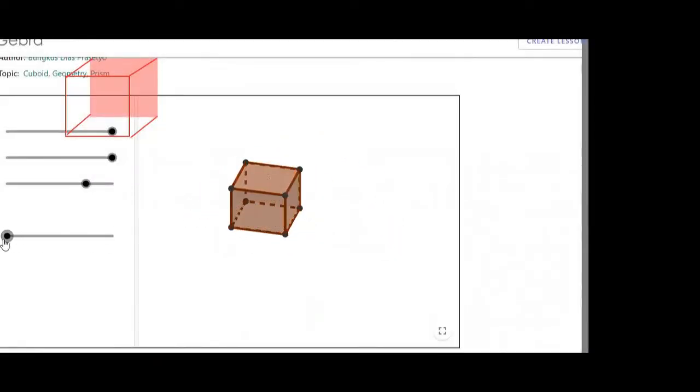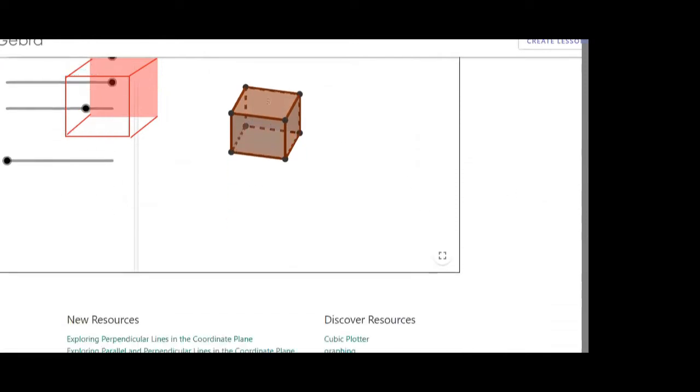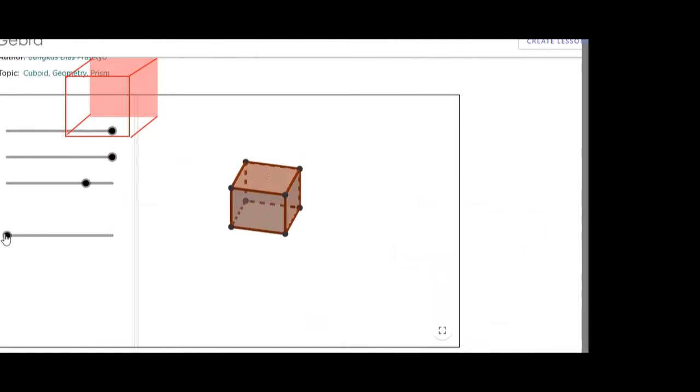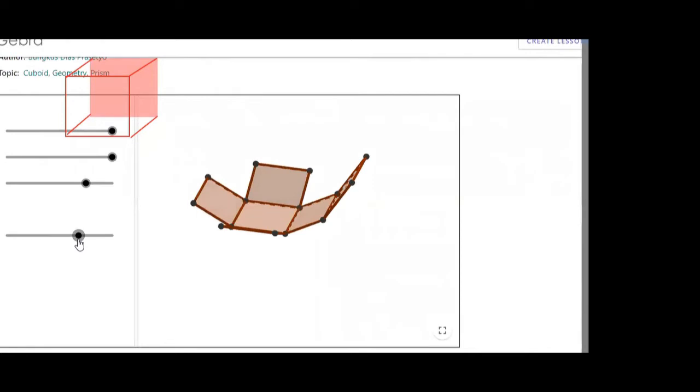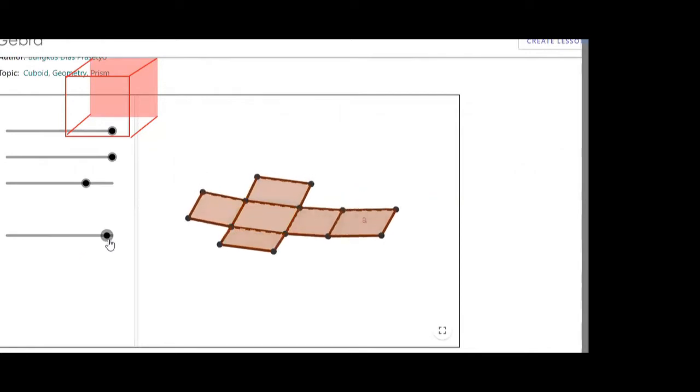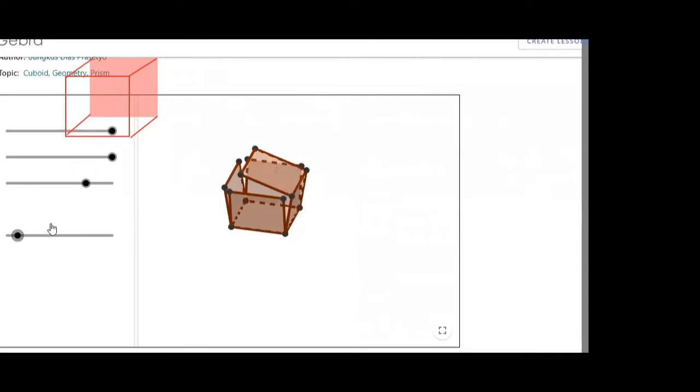Can you see this cube? How the shape is formed? Is it visible? Yes. Aaron? Aaron, what about you? Can you hear me? Yeah, I can hear you. Yes, sir, I can see it. So let us try to understand.